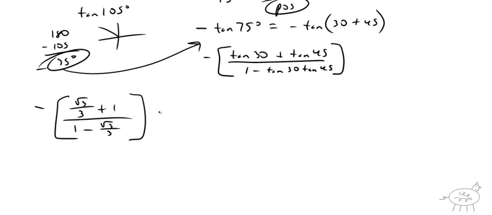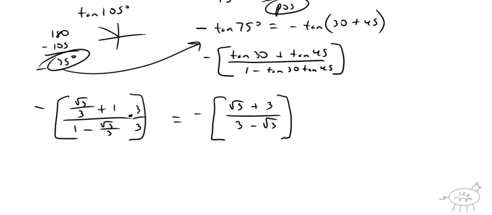Okay, and let's rationalize. So get rid of the fraction. So we're going to multiply this by 3 over 3, right? And that's equal to, keep that negative on the outside, so it's root 3 plus 3 over 3 minus root 3. Okay, and rationalize now. So we're going to do 3 plus root 3 over 3 plus root 3.